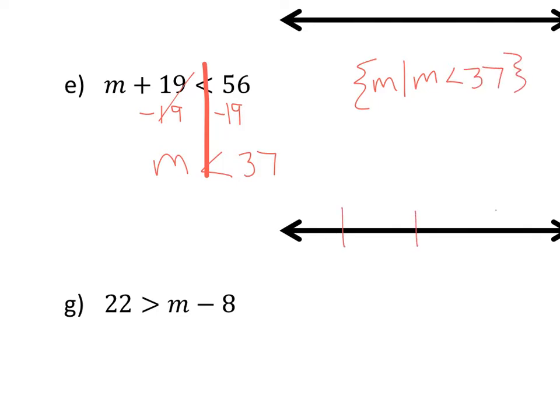And let's go ahead and graph it. 37 in the middle, 1 below, 1 above. It is an open circle on 37, and we want M values less than that. So we are going to shade to the left.